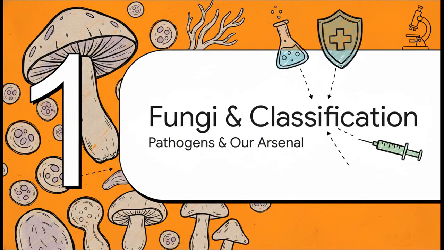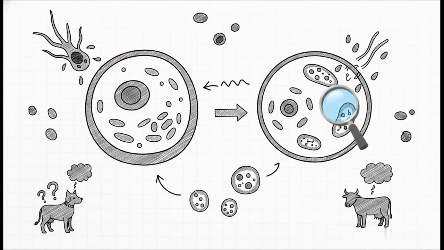So, Section 1, Fungal Infections and Classification. Understanding the pathogens in our arsenal. Because let's face it, before we treat a disease, we really need to understand the enemy. So what exactly are fungi? Well, they're eukaryotic organisms. This means they have a true nucleus, mitochondria, and a very rigid cell wall packed with chitin and a lipid bilayer that's mainly composed of ergosterol.